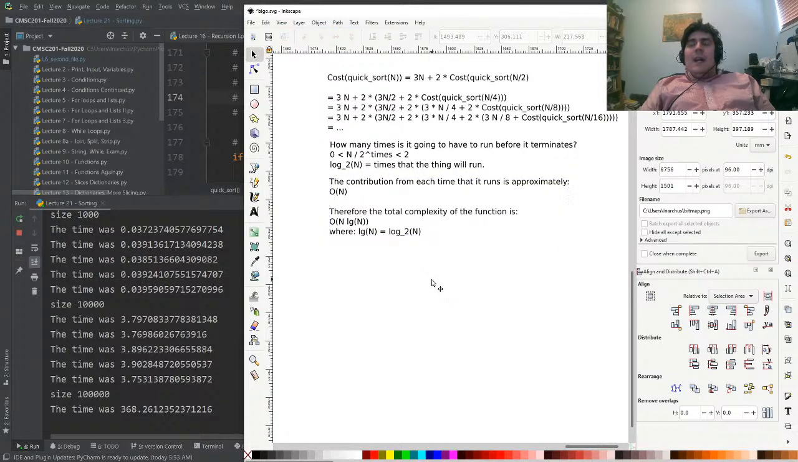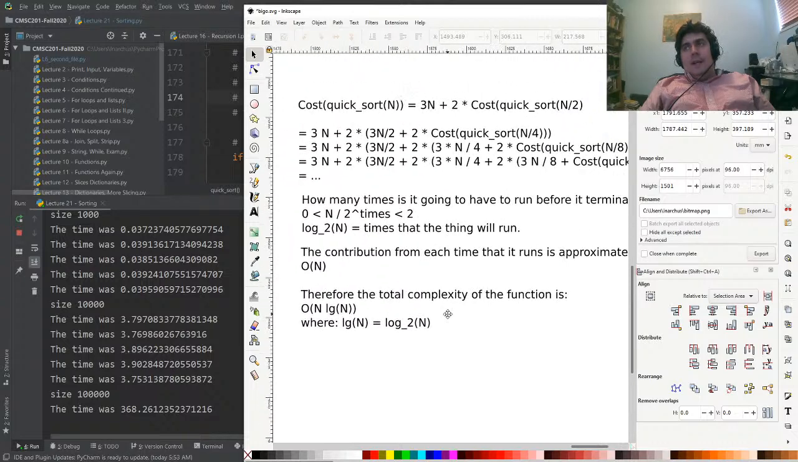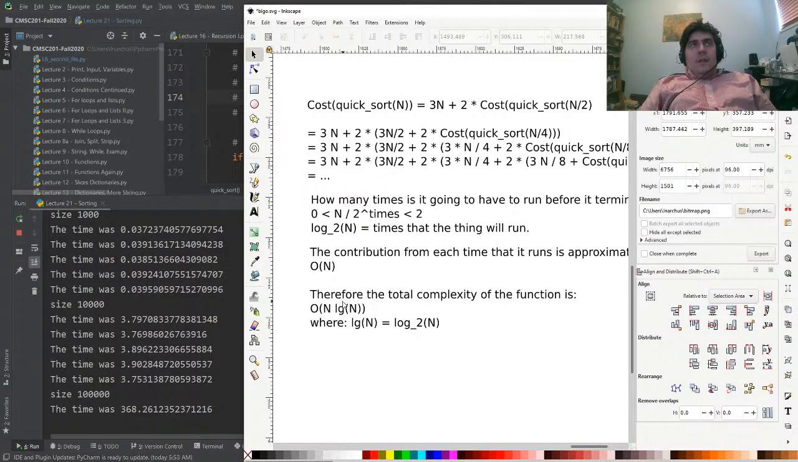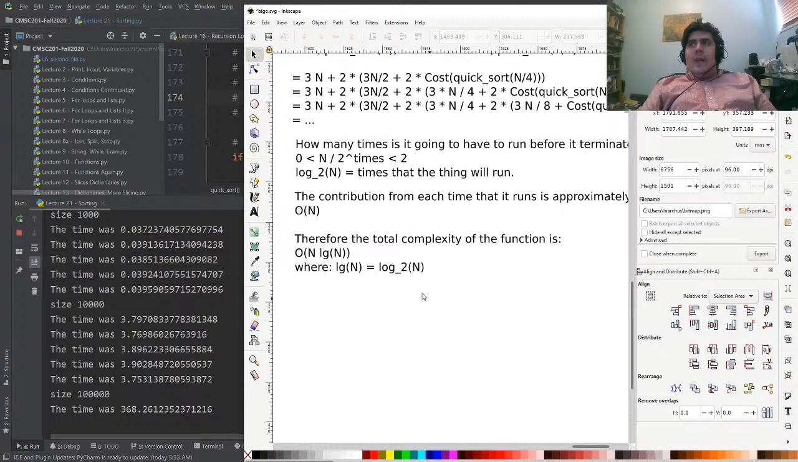So it's kind of complicated to calculate the efficiency of a recursive function like this. You have to do some trickery. You have to think about it a little bit. But the point is that when you do calculate the efficiency, you're going to see that it's about O of n log n.